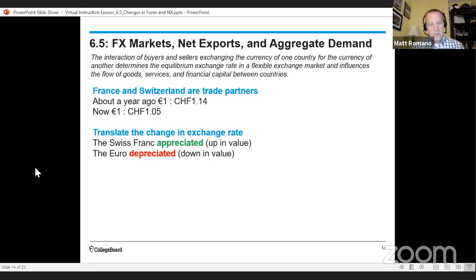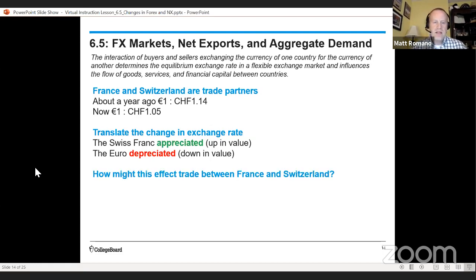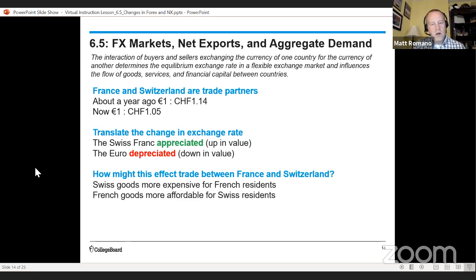Now, what's the next step? What's the next step in the progression? How is that going to affect net exports? How's that going to affect trade, the balance of trade between these two countries? And then we can make another conclusion after that. Well, the Swiss franc has gone up in value. That means that Swiss goods are going to be more expensive for French residents. If you're living in France and you want to purchase something from Switzerland, you're going to import something from Switzerland, it's going to take more euros to purchase a franc to purchase that good because of that change in valuation. On the flip side, if you're living in Switzerland and you're using Swiss francs, it's going to take fewer francs to purchase a euro. French goods now become more affordable. As a result, net exports coming out of Switzerland are going to decrease.